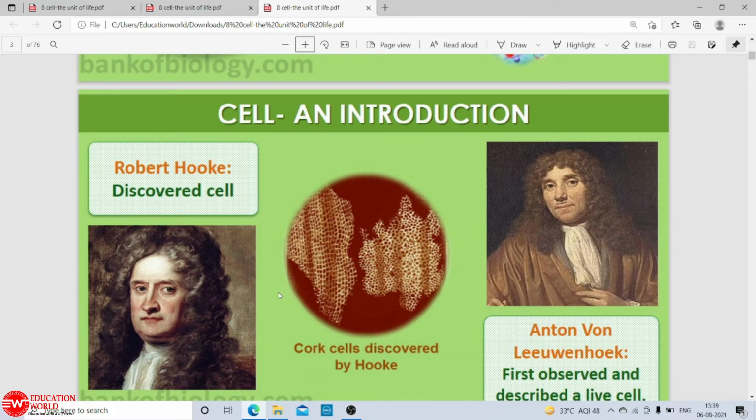He was a Dutch lens maker. He was not a scientist or biologist from the origin point, but he had curiosity with regard to certain living materials, and his curiosity enabled him to discover the various types of living species, the various types of living cells.